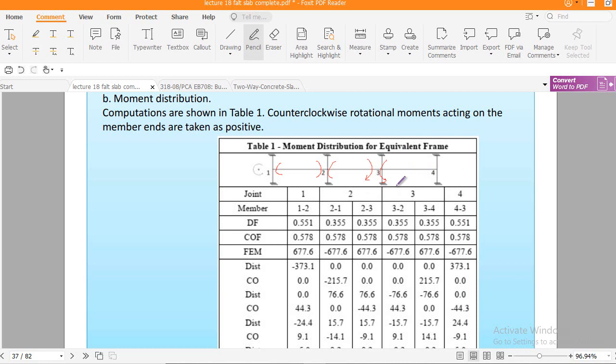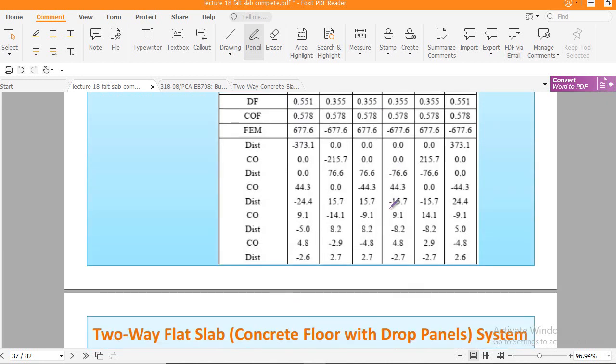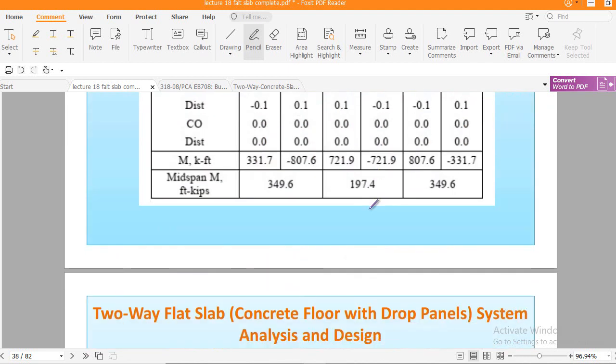Okay, I thoroughly explained this in lecture number 1 to lecture number 10. Go there and watch those lectures. Do the rest of the calculation by yourself, and the final moments are these moments. These are the unbalanced moments, right? And we will transfer these moments to the columns, right?